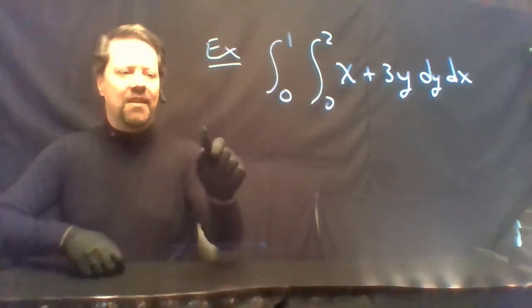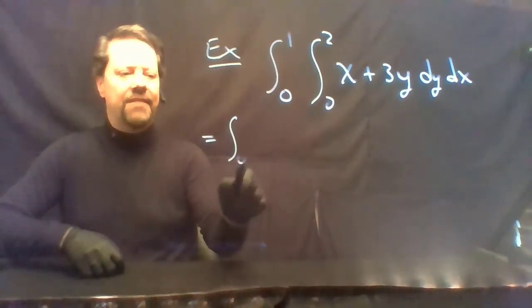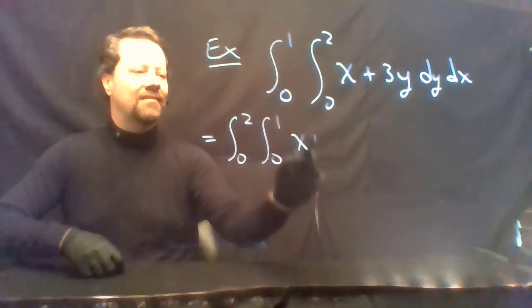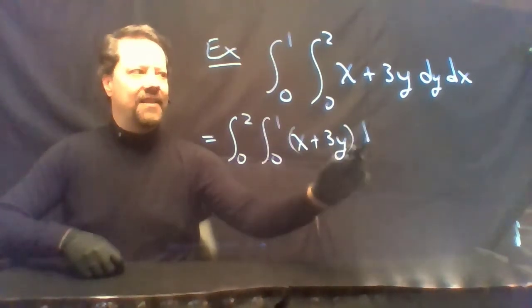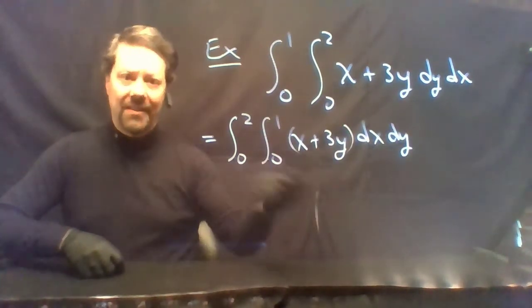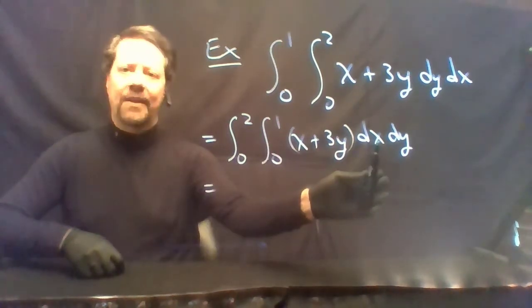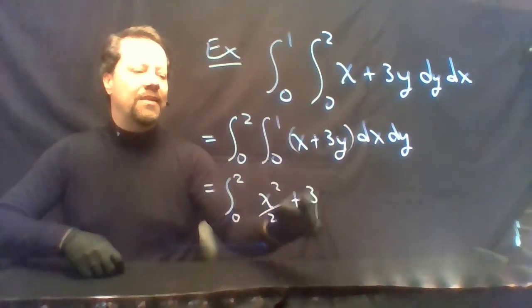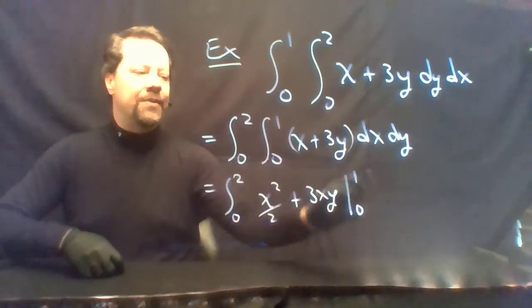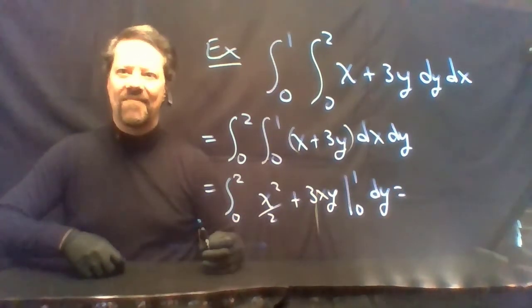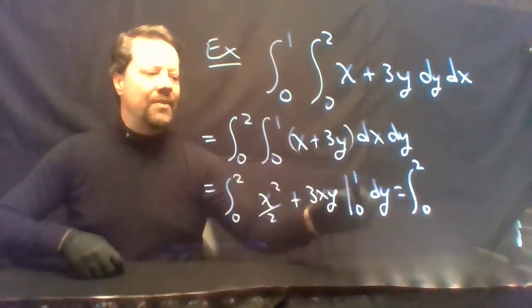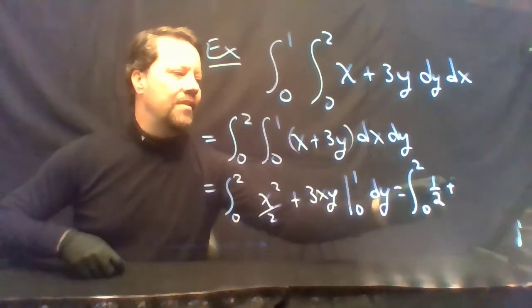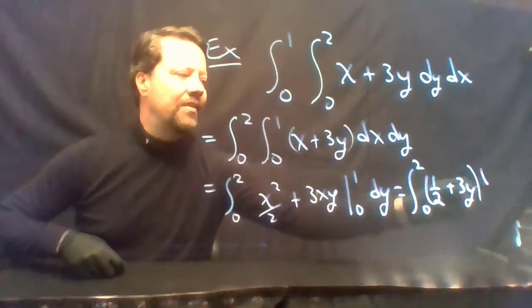This variant of Fubini's theorem says if you have constant limits of integration, you may unthinkingly simply reverse the integrals and the differentials, which yields this. We integrate with respect to x first. That'll be the integral from 0 to 2 of x squared over 2 plus 3xy evaluated from 0 to 1 dy. That's the integral from 0 to 2, plugging in 1 for x, we get 1/2 plus 3y all times dy.